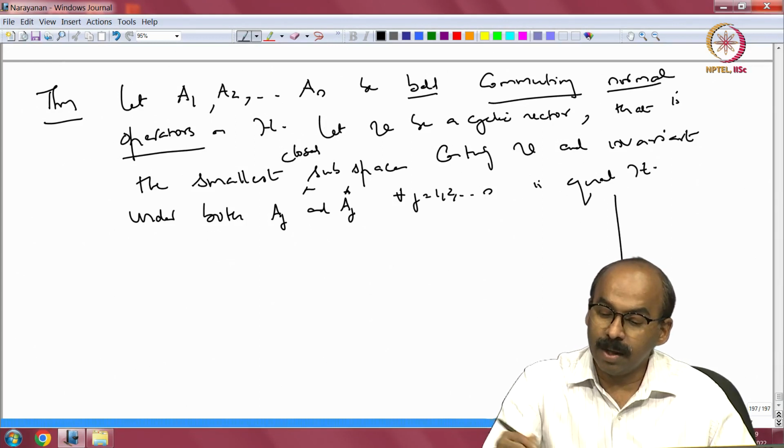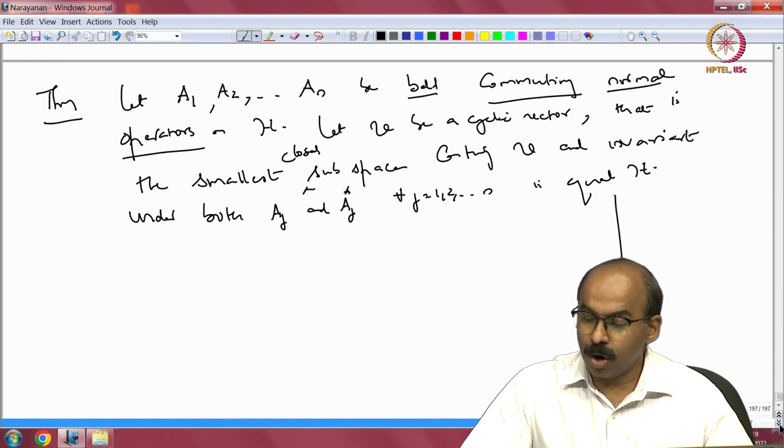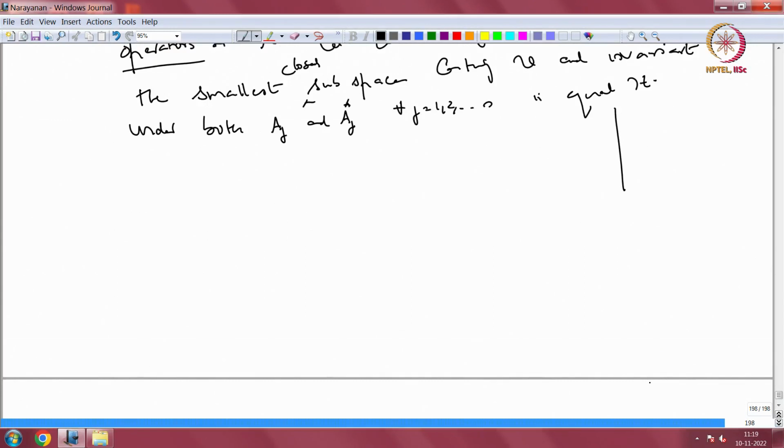That means, so let me write it down here. You look at all polynomials in Aj and Aj star, so A1 to the L1, A2 to the L2, etcetera, An to the Ln. In the self adjoint case we had only this because the adjoint is itself, but in the normal case you also have to put the adjoint. So, I will put A1 star to the M1 etcetera An star to the Mn, and you look at V. So, you look at the span closure of this.